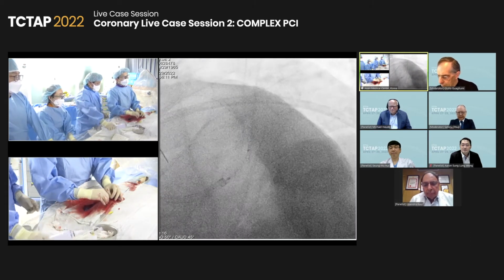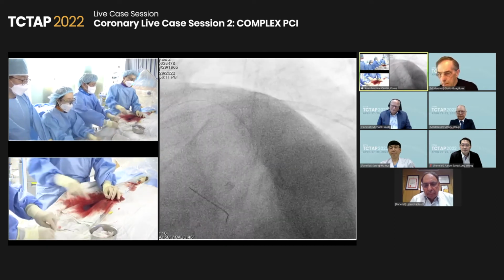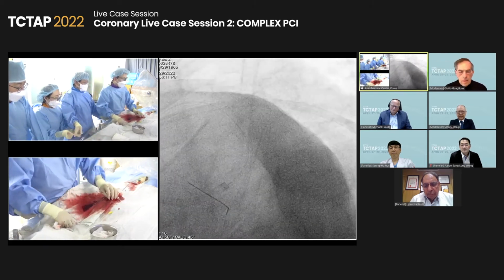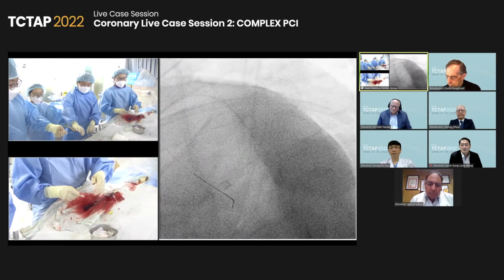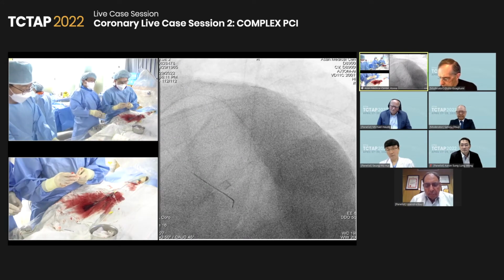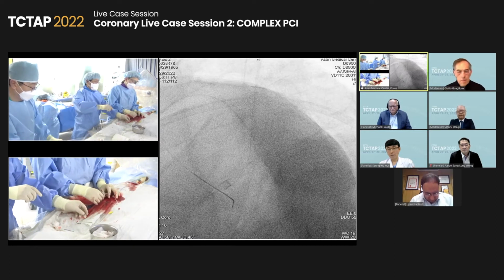Let's see the IVUS. Yeah, okay, let's see the IVUS. We just applied a 3.5 NC, and that would not be enough for the left main. So after IVUS evaluation, we'll further dilate the left main if needed.